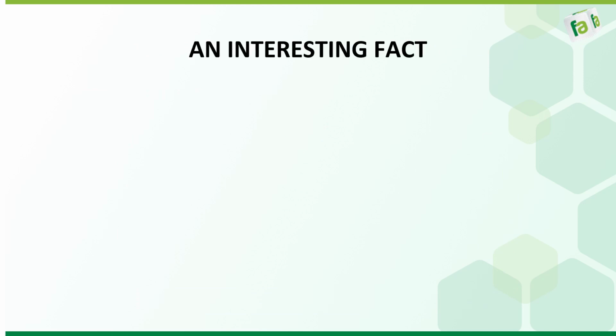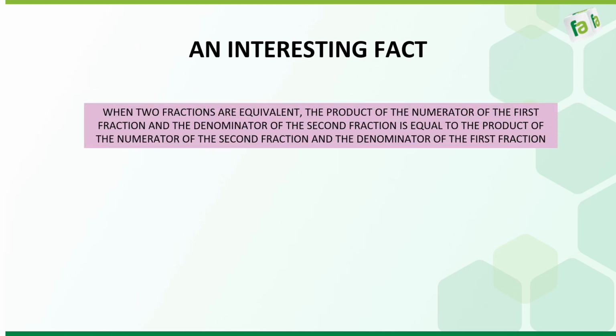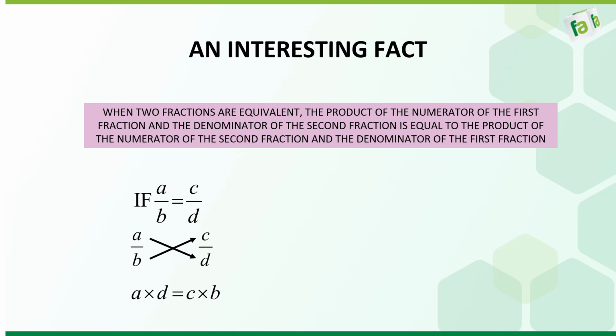Let's learn an interesting fact. When two fractions are equivalent, the product of the numerator of the first fraction and the denominator of the second fraction is equal to the product of the numerator of the second fraction and the denominator of the first fraction. This is also termed as cross multiplication. For example, if A by B is equal to C by D, then by cross multiplication, A into D is equal to C into B.